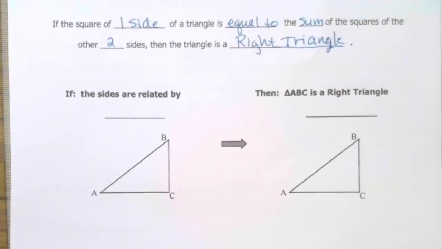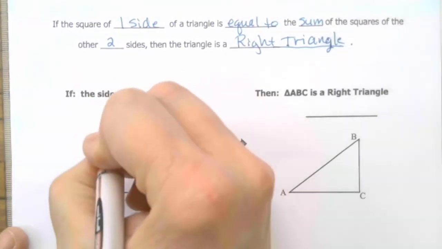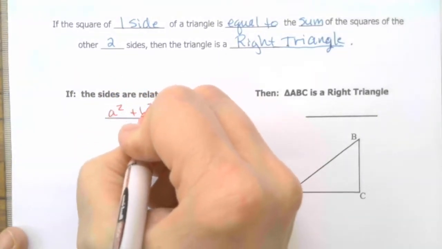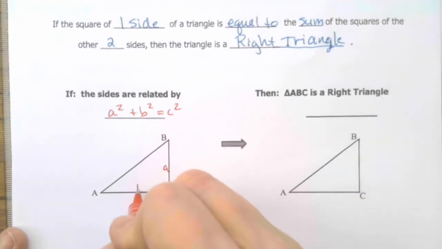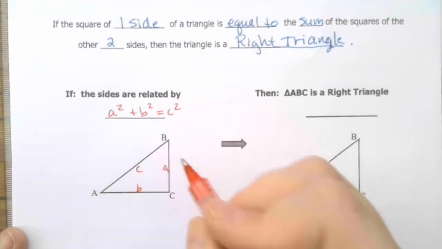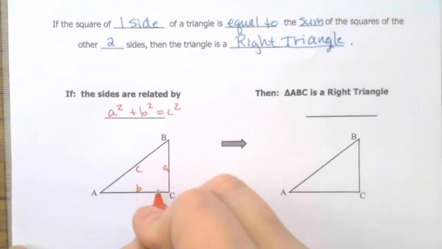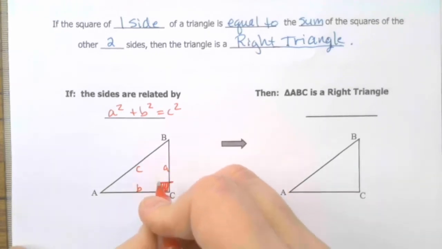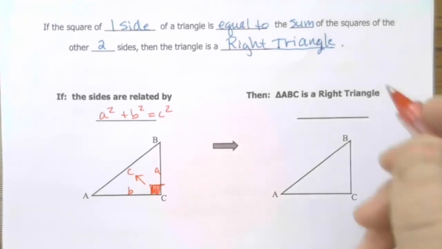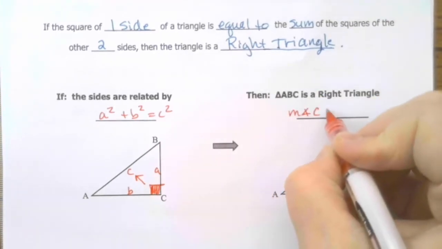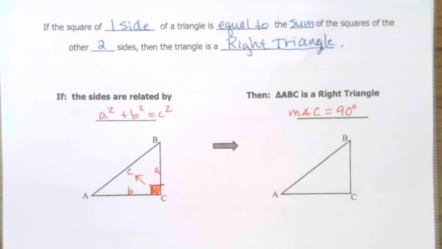So the converse says, if the sides are related by a squared plus b squared equals c squared, where of course a and b are legs, c is the hypotenuse. Here's our right angle. If that is the case, then we know that the measure of angle C really is 90 degrees. Therefore, it's a right triangle.